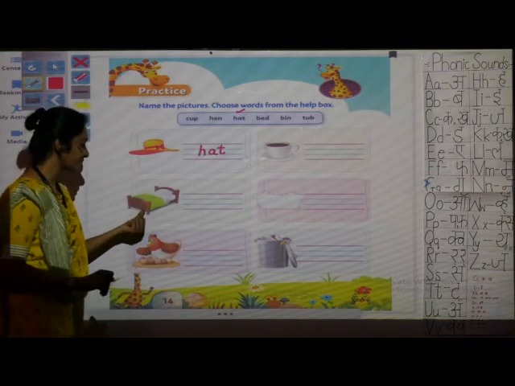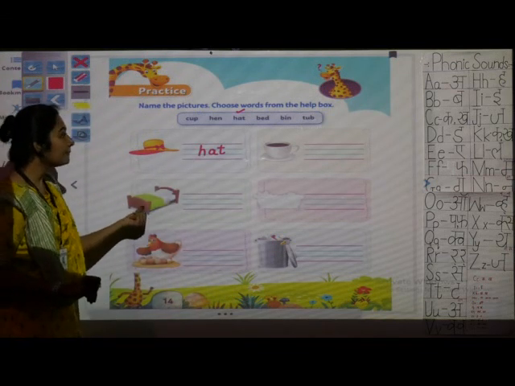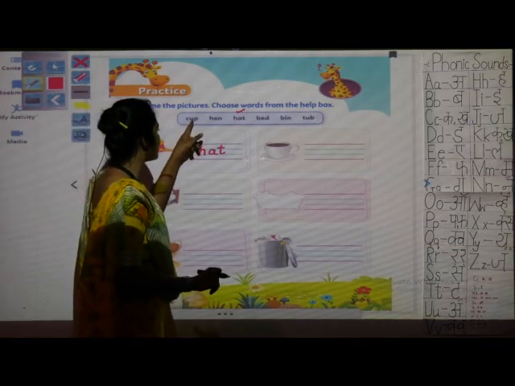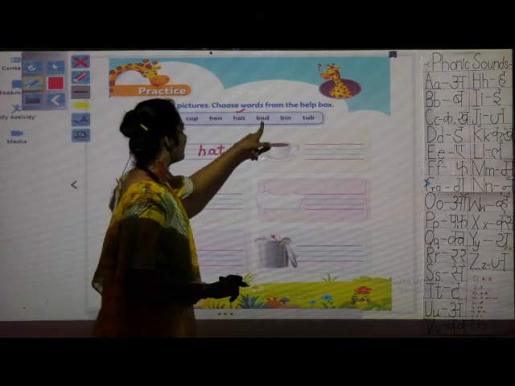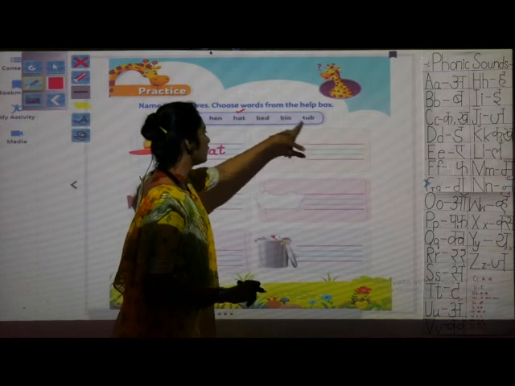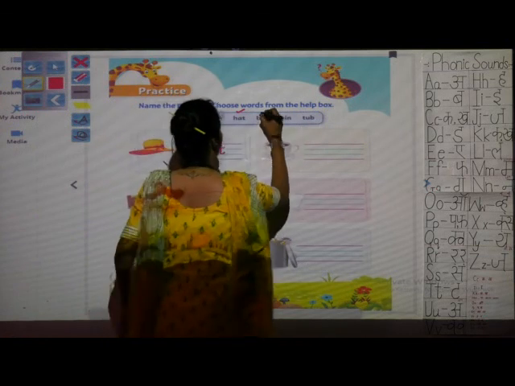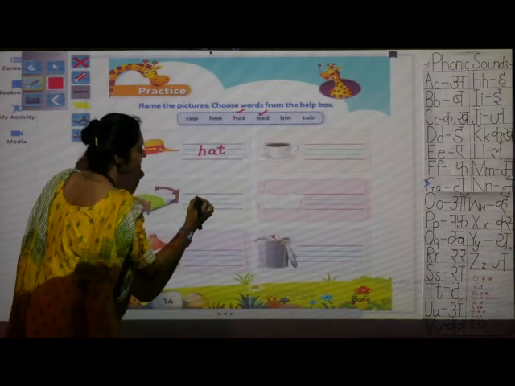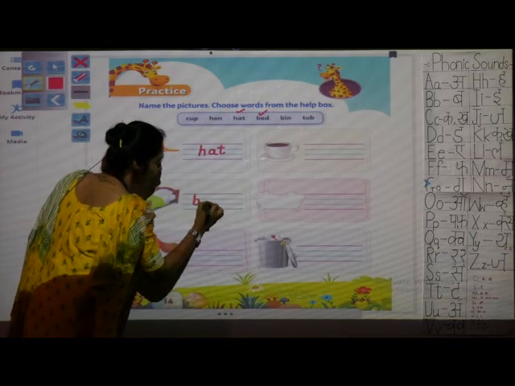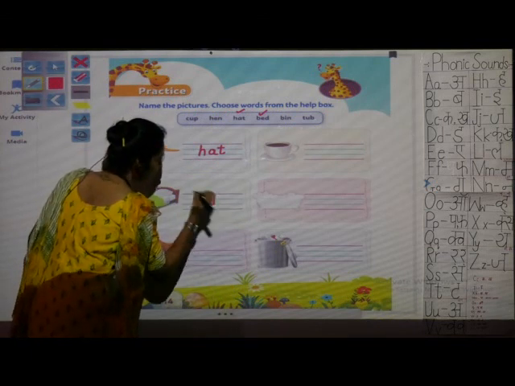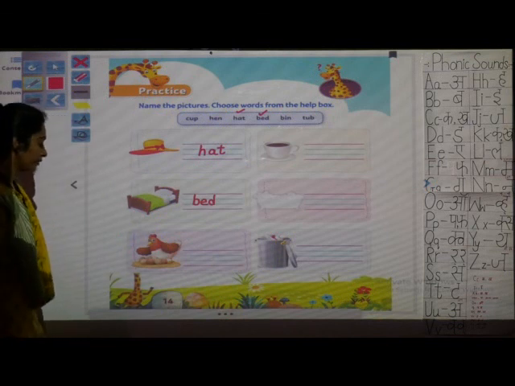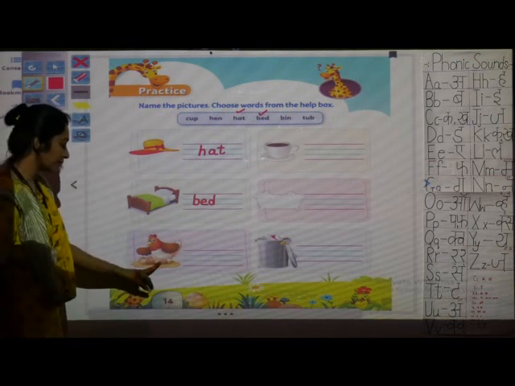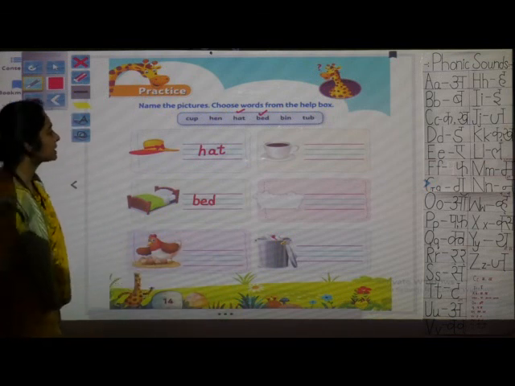Next picture. Come to next picture. Which picture is this? Bed. So what is the spelling of bed? This is cup, hen, bed, bin, tub. So what is the spelling of bed? Yes. Say B-E-D, bed. B-E-D, bed. Very nice. And which picture is this?